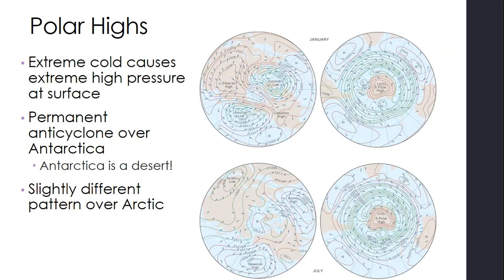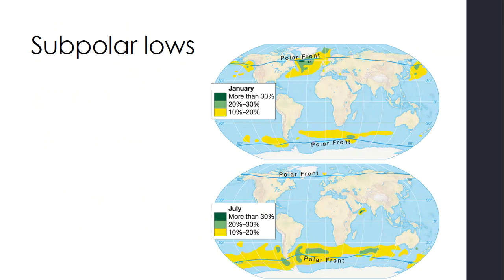There's a slightly different pattern over the Arctic, and that has to do with how much land there is there. So you're going to get this high pressure over Siberia in the winter, which is in northern Russia. And it's going to be much weaker in the summer. So we have polar highs, but then alternating from that, south of it, we're going to get subpolar lows.